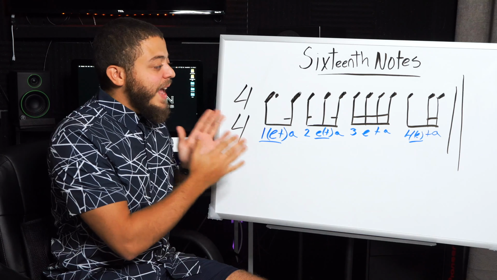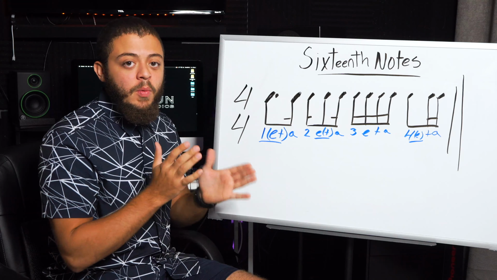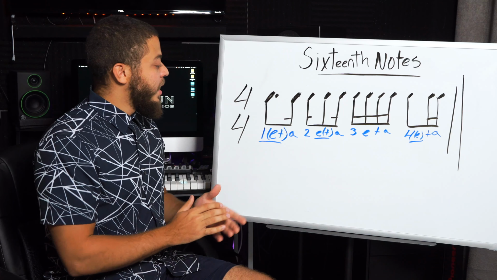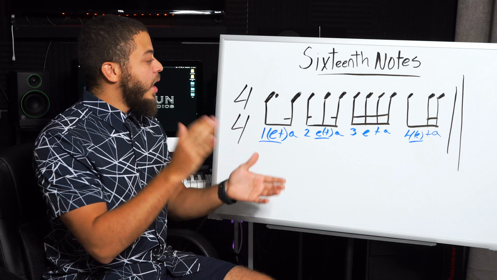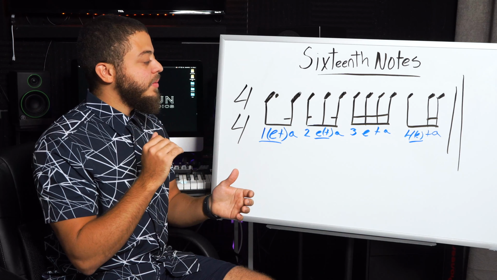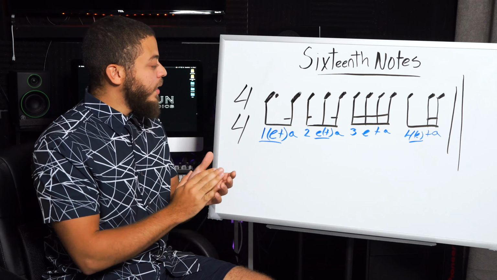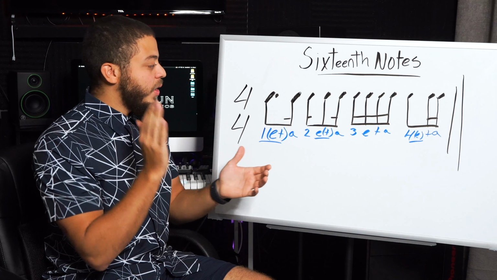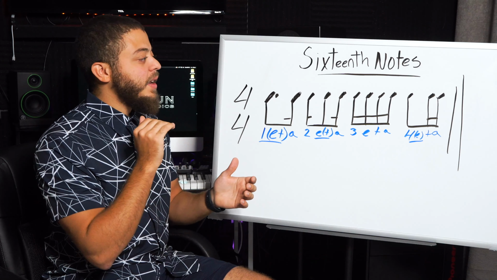Now I'm going to go ahead and show you how to count this rhythm while clapping the quarter note beats. It's going to go 1, 2 E, 3 E, and 4 and. One more time. 1, 2 E, 3 E, and 4 and.